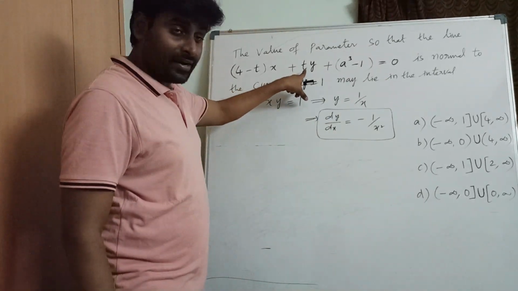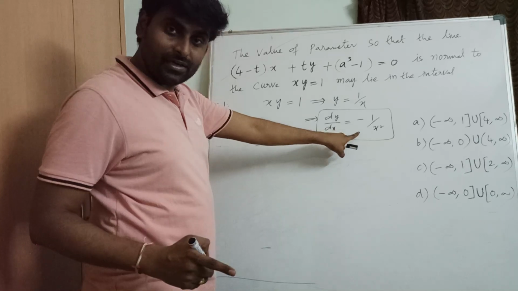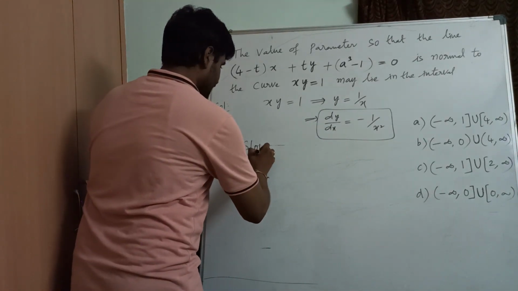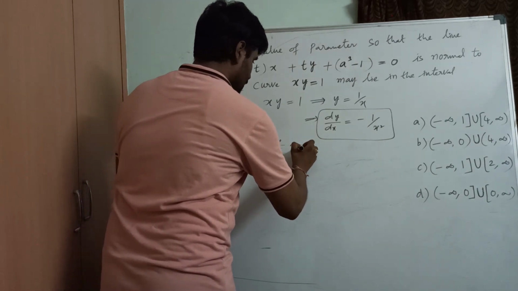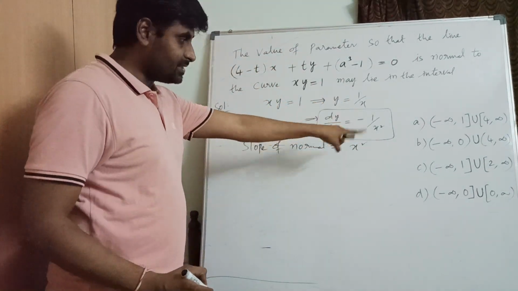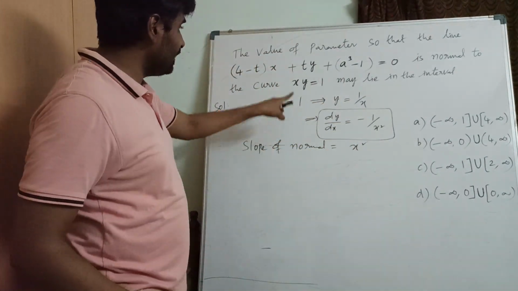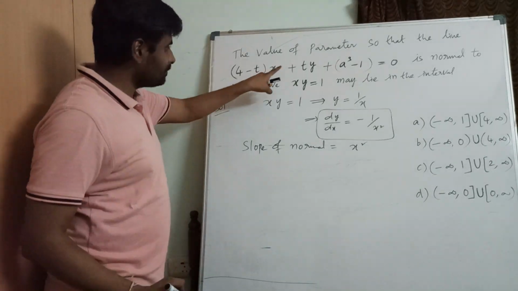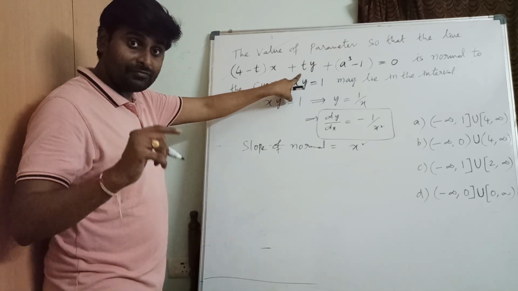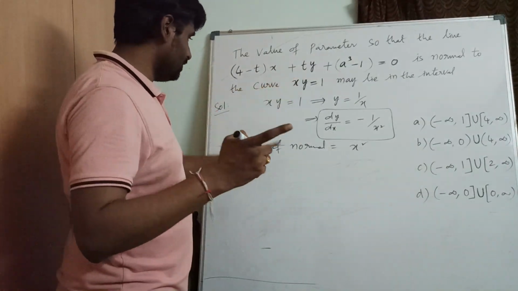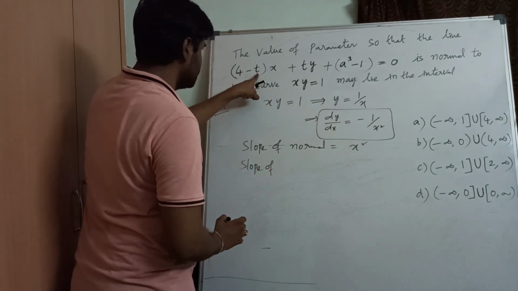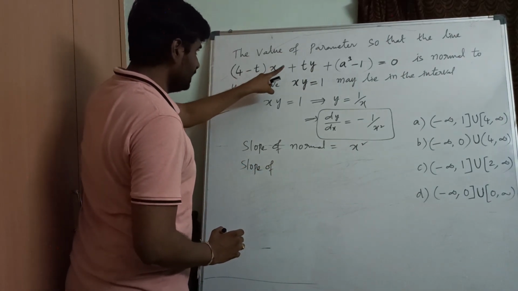But here we are talking about the normal. So this is the slope of the tangent. What is the slope of the normal? x^2. So the slope of the normal is x^2 here. Generally, the slope of the normal is the reciprocal with the sign changed. But the normal line is given already. So what is the slope of this line? Minus x coefficient by y coefficient. That is the slope of the tangent. So now what is the slope of this? Minus (4 - t)/t.